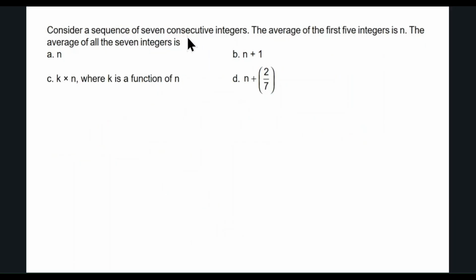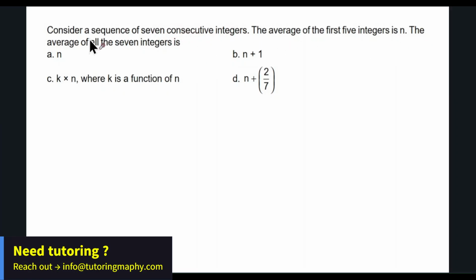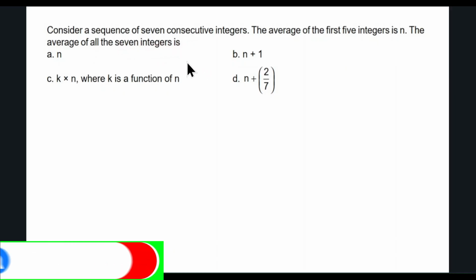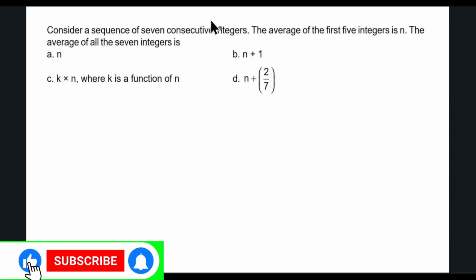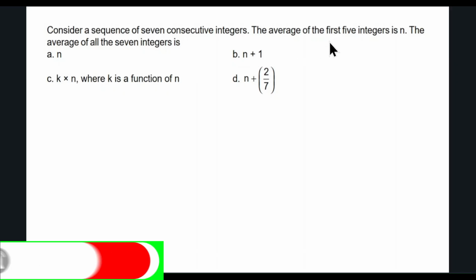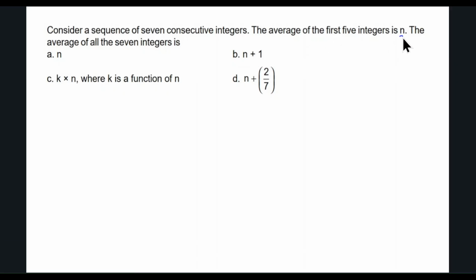Right, in this one, they're saying that you have to consider a sequence of 7 consecutive integers. The average of the first 5 integers is n. So what is the average of all these 7 integers? An easy way, honestly, is just to take any 7 consecutive integers like 1, 2, 3, 4, 5, 6, 7, and likewise take the average of the first 5, get the value of n, and then eventually compare it. That's sort of like a shortcut, like a backdoor entry.